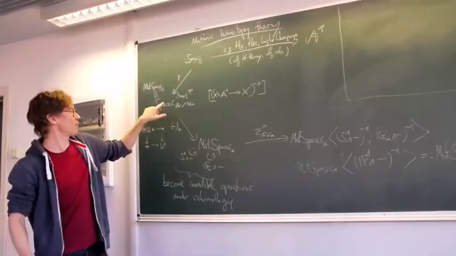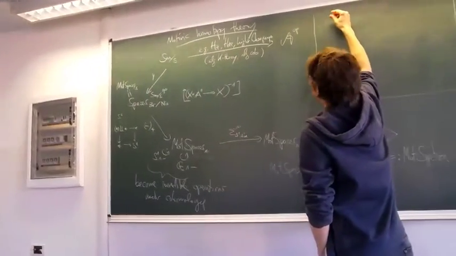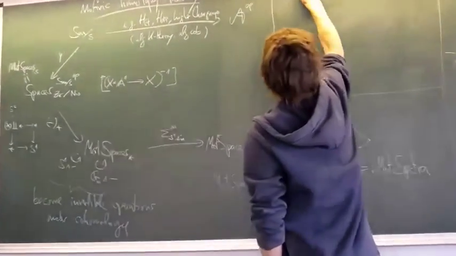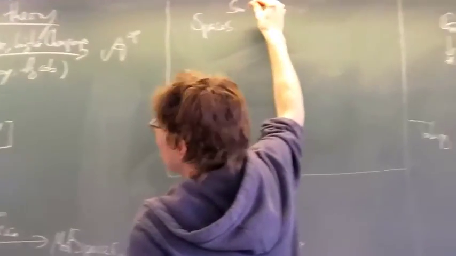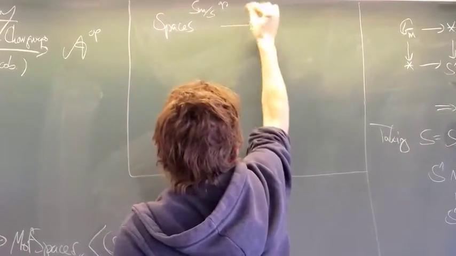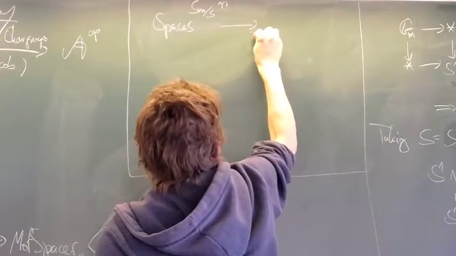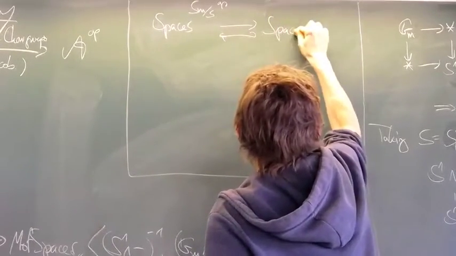Sorry, not this one. So maybe we should zoom in. We have spaces to the smooth schemes, scalings up. We have the subcategory of Zariski sheaves.